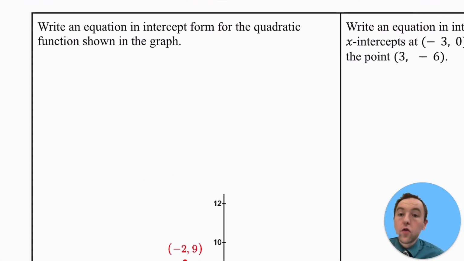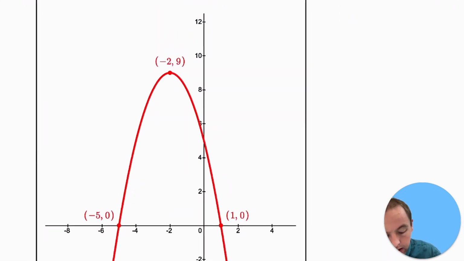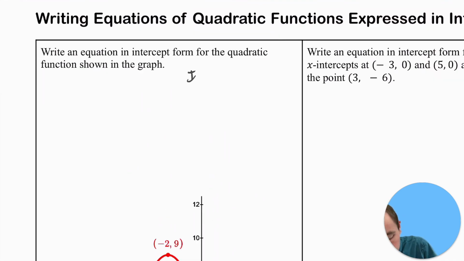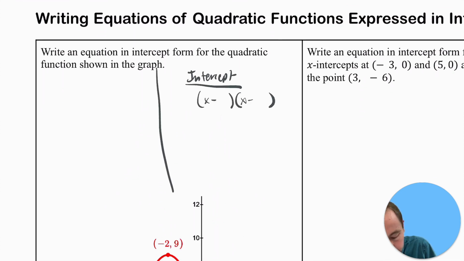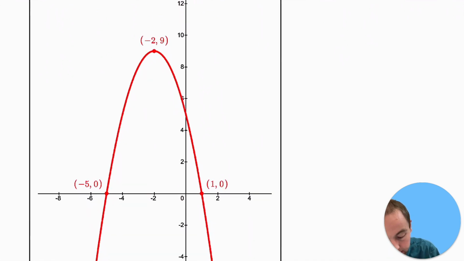Here we are asked to write an equation in intercept form for this quadratic function that is shown in the graph. Because we want to write this in intercept form, it's going to be factored. So intercept form is going to look like this, where you have x minus something, and then possibly a number a in front of that, is equal to y.